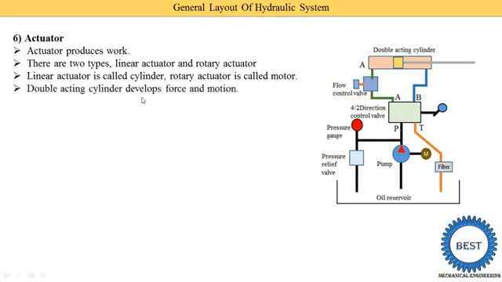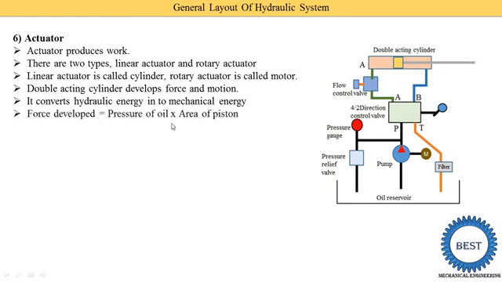Double acting cylinders develop force and motion. Here we supply some quantity of oil and it is converted into mechanical motion. So this piston reciprocates, and with this piston the connecting rod also reciprocates, and here some force is created. So how is the amount of force determined? There is an equation. Force developed is equal to pressure of oil into area of the piston.